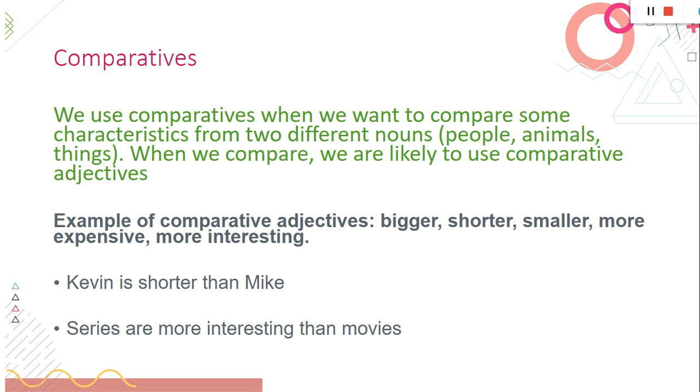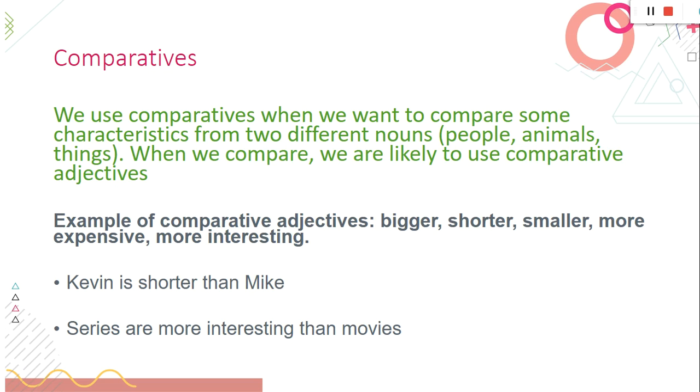Remember that in a previous video we talked about comparatives, and we use comparatives when we want to compare some characteristics from two different nouns. By nouns, we refer to people, animals, things. When we compare, we are likely to use comparative adjectives. The adjectives are those words that help me to give some specific characteristics to objects, to people, or to animals.